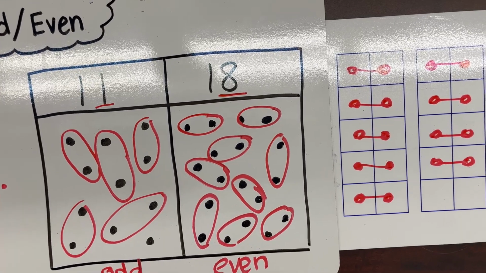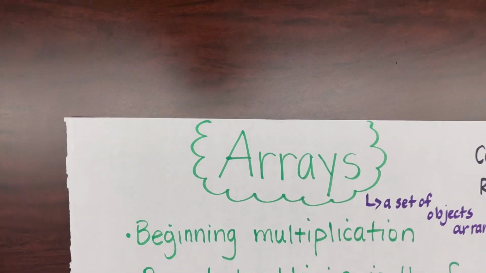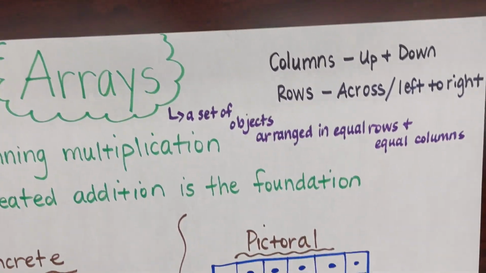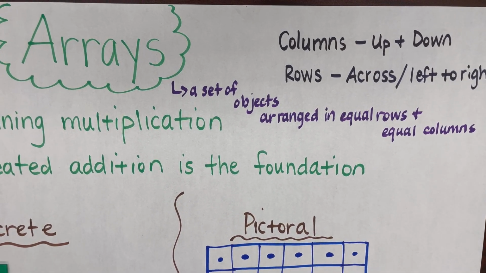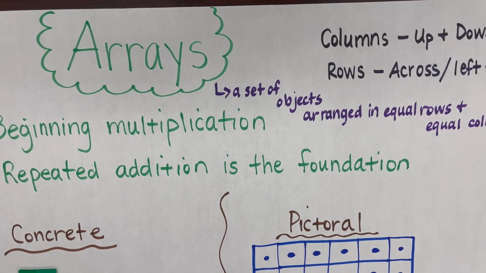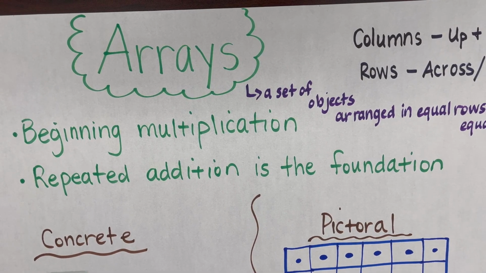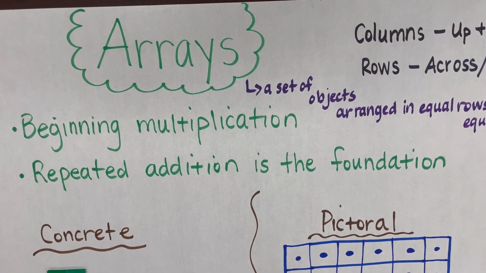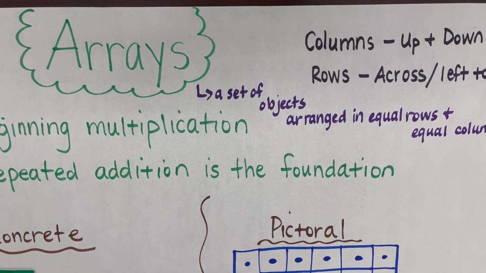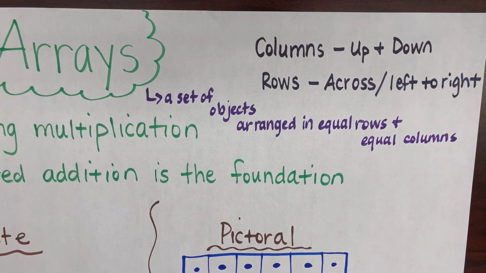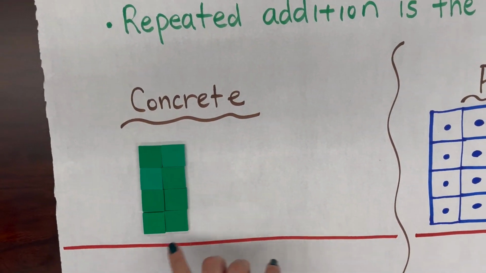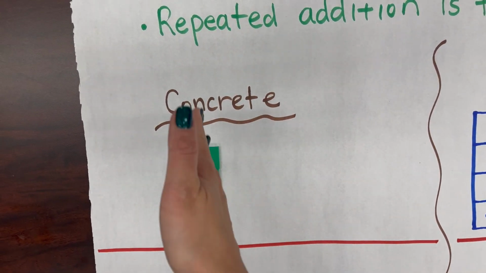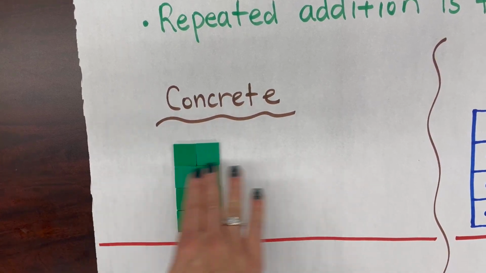Now moving on to arrays. Arrays are a set of objects that are arranged in equal rows and equal columns. And this is the precursor to multiplication. Repeated addition is what we focus on in grade 2 in terms of arrays. When we talk about arrays, we talk about columns and rows. Columns move up and down, and rows move across and left to right. So I'm going to start over here with the concrete area where we use, these are called square tiles. Columns move up and down, rows move left to right.